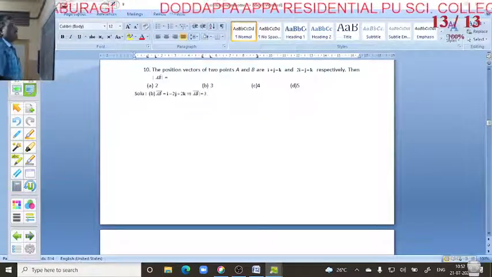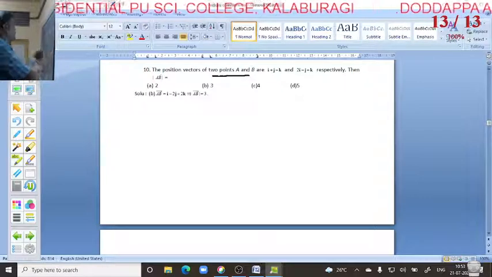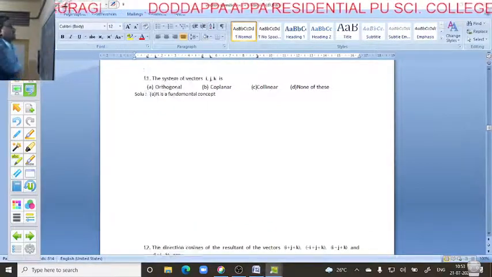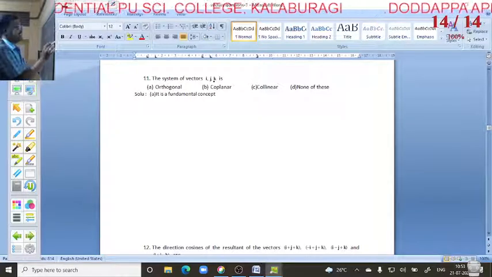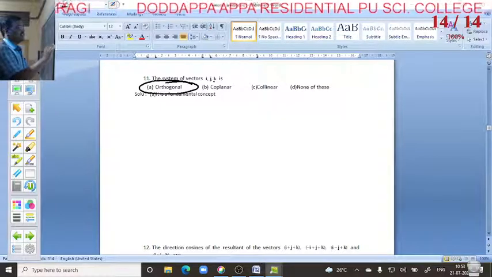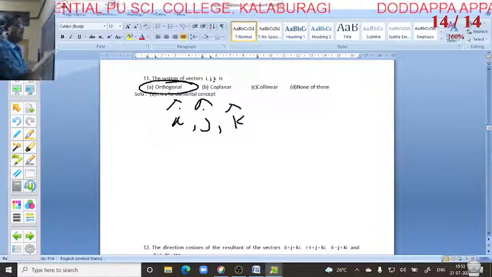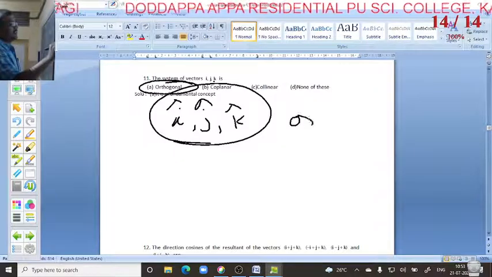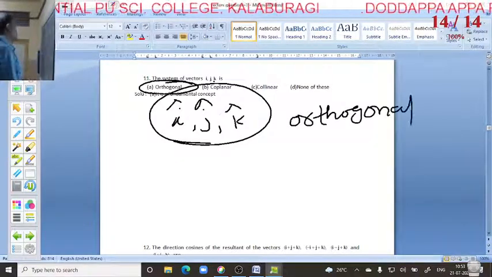Okay. Next, 10th one question, the position vectors of 2 points. Okay, I completed this one. Next, we go for the 11th one. The system of vectors i, j, k is orthogonal. You have to remember this directly. This concept was missing in the previous class. i, j, k is always orthogonal, you have to remember that.